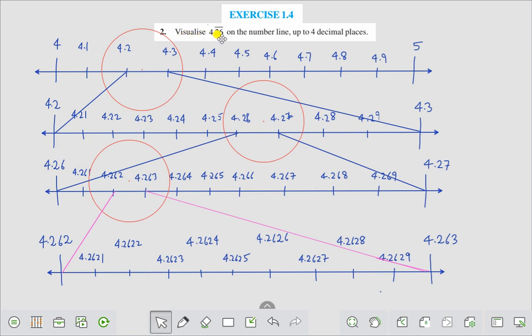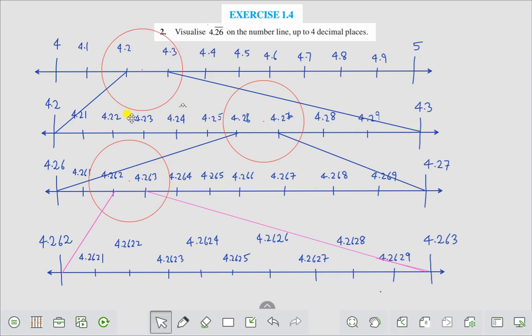Visualize 4.26 bar on the number line up to 4 decimal places. Here you see 4.26 lies between 4 and 5. Here I have taken 10 equal parts. This is 4.1, 4.2, 4.3, 4.4, 4.5, 4.6, 4.7, 4.8 and 4.9. Here 4.26 lies between 4.2 and 4.3.